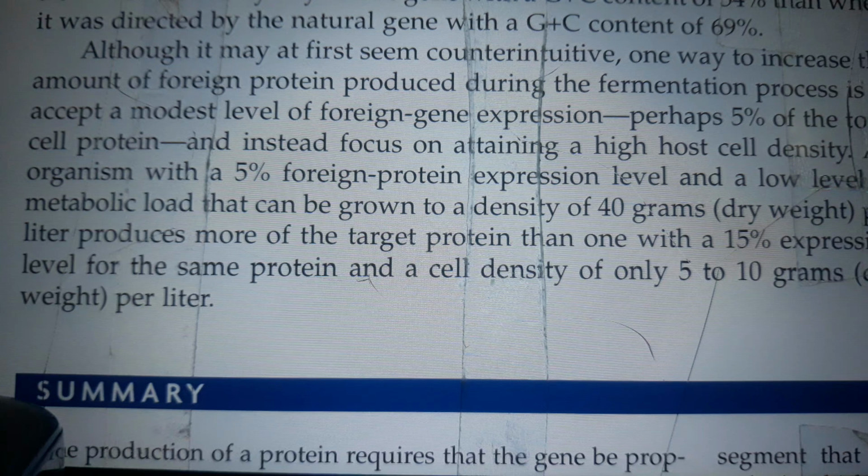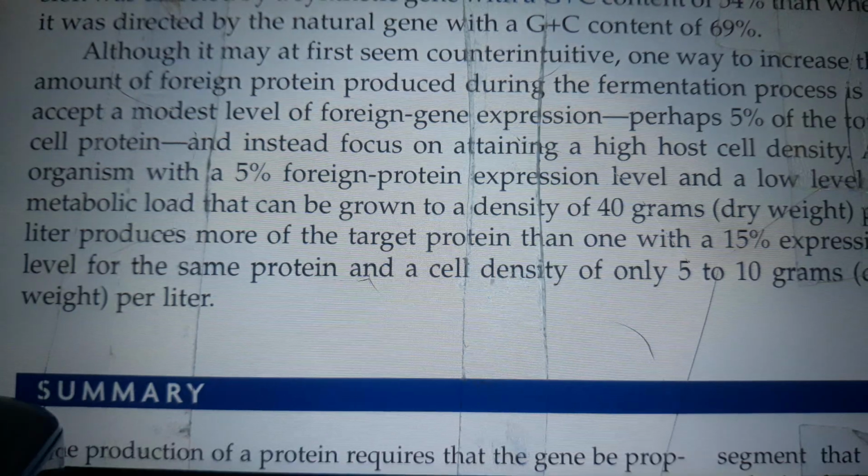An organism with a 5% foreign protein expression level and a low level of metabolic load that can be grown to a density of 40 grams dry weight per liter produces more of the target protein than one with a 15% expression level for the same protein and a cell density of only 5 to 10 grams dry weight per liter.